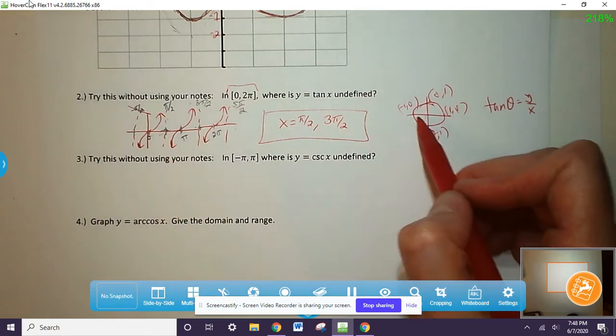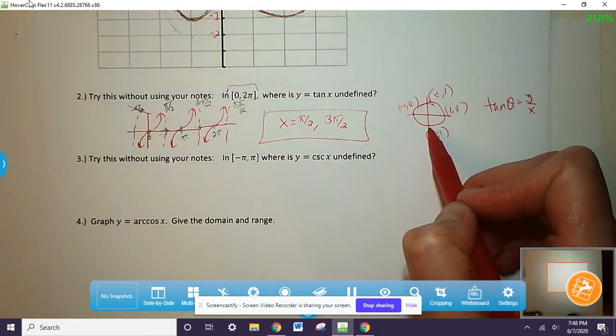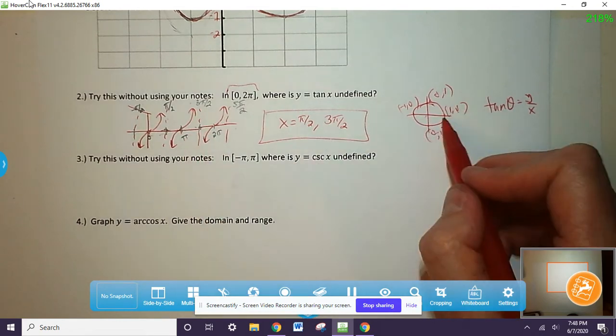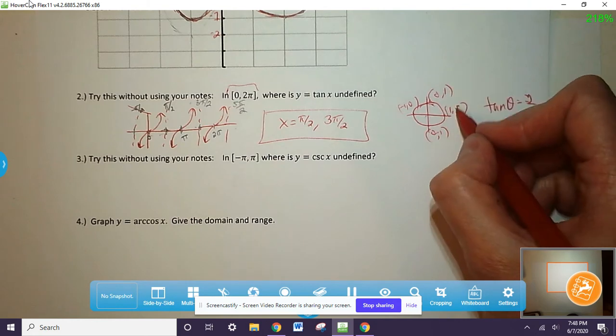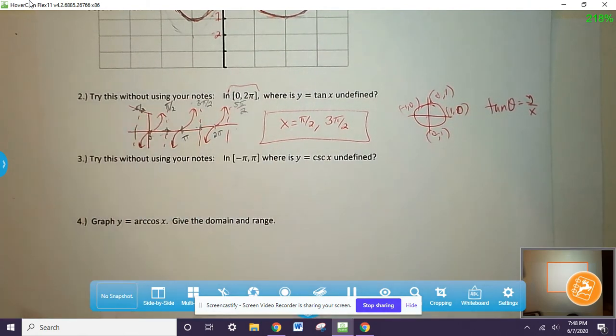Here, tangent would be 0, like here on the graph. And at 3 pi over 2, tangent would be undefined. And at 2 pi, y over x is going to give you 0 again. So you can use the unit circle as well. I've just been thinking about the graphs since we just did the graphing video, so that's why I did the graphing method instead.